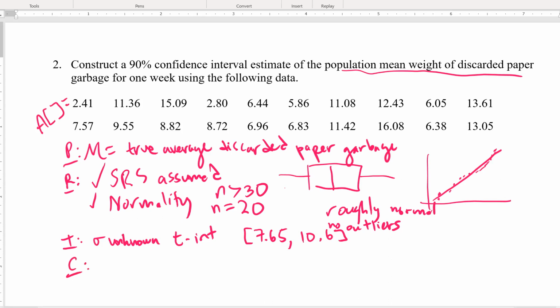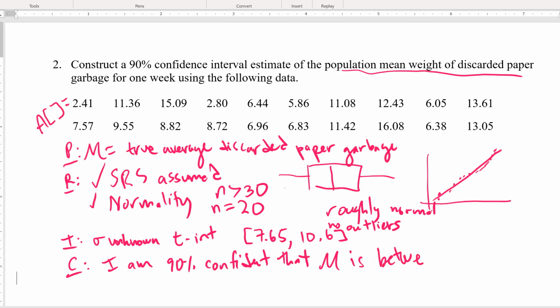So what is our conclusion? I am 90% confident that what? Well, what did we just estimate? The true mean of the weight of the discarded paper, right? So that mu is between 7.65 and 10.6. What though? See, that's kind of irritating.